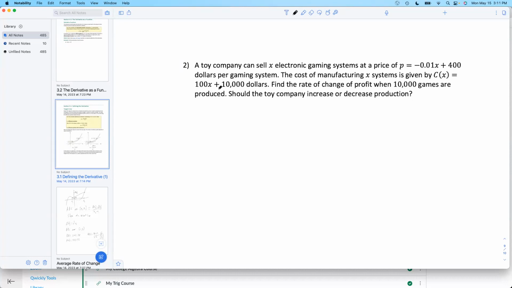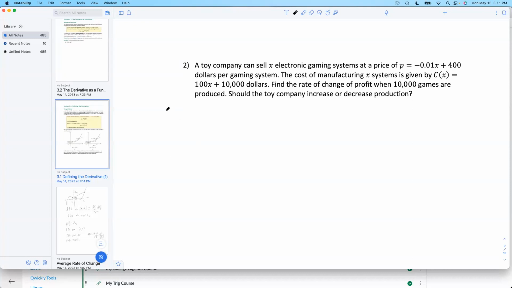This is my cost function. This is how much it costs. That'd be a pretty expensive Xbox, right? $100 per Xbox plus $10,000, which we call fixed cost. That's your rent on your factory. Okay, we want to talk about profit.